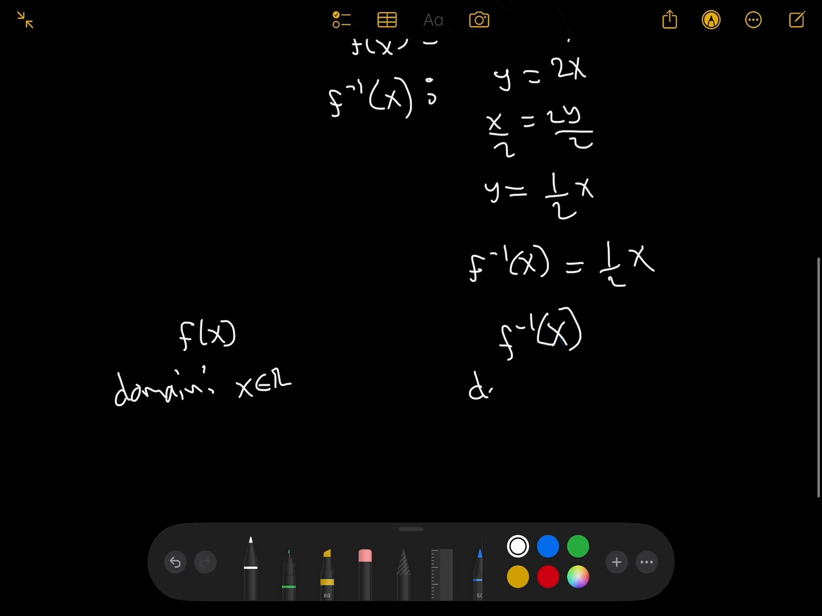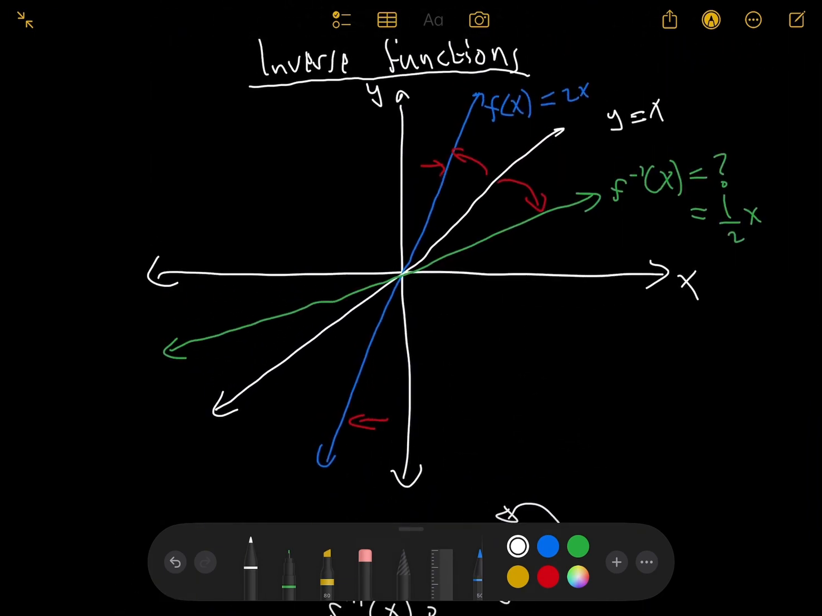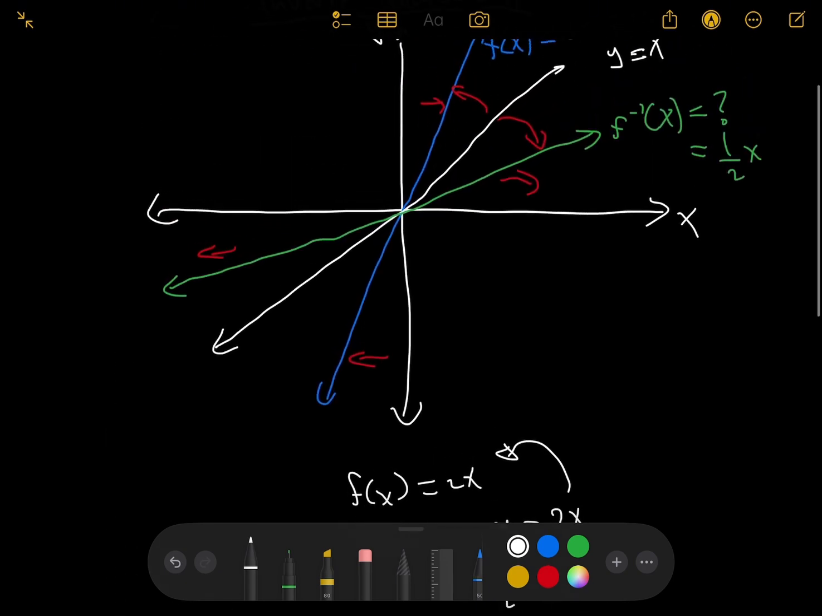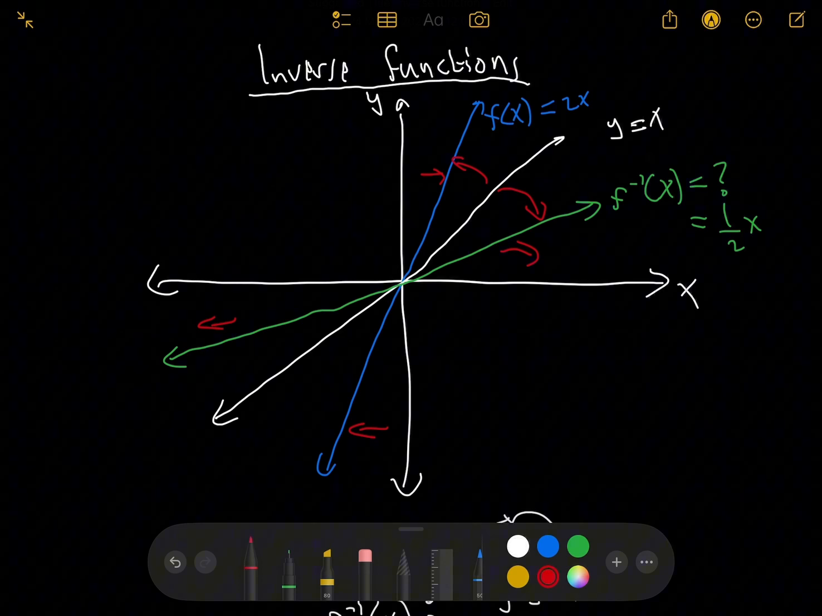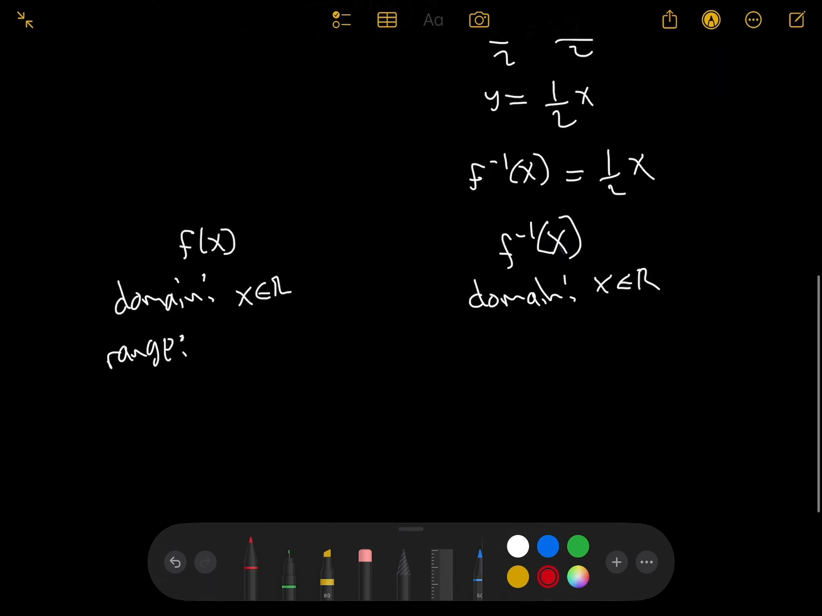But is it any different for the domain of the inverse graph? Let's check. For the inverse graph, we also have that it goes all the way to the negative x and then all the way to the positive x. So the domain here is also x is an element of the real numbers. And then how about the range? The range of the blue graph goes all the way down and all the way up. So the range here is y is an element of the real numbers.